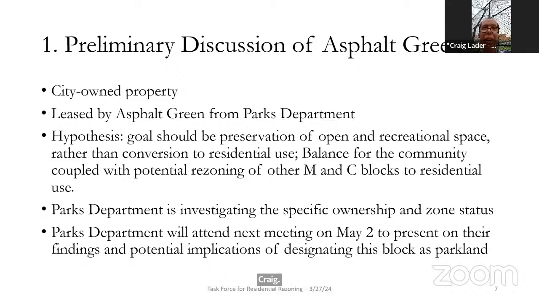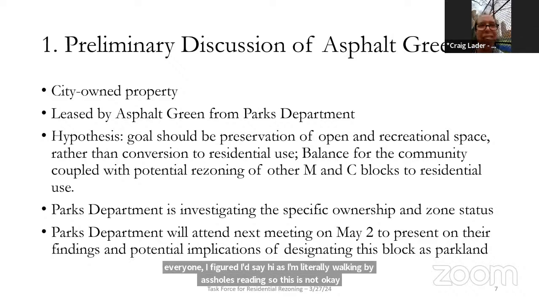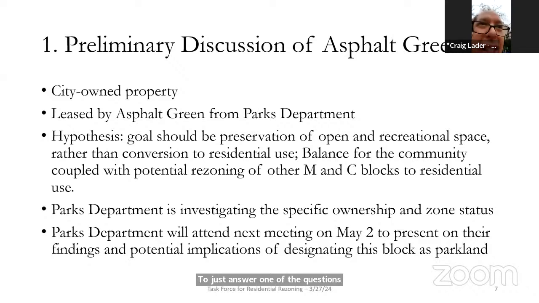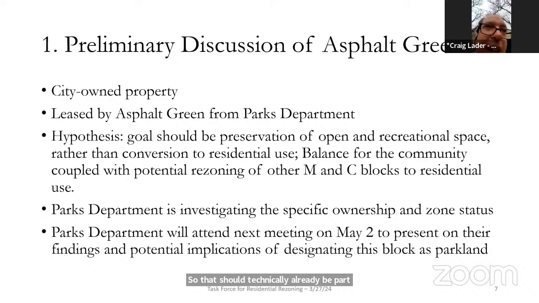Hi, everyone. I figured I'd say hi as I'm literally walking by Asphalt Green, so this is not a background as you see me. To answer one of the questions, where the swings are is actually Jacobi's playground, so that should technically already be park space, I believe. We've had many discussions regarding that when talking about all the issues with the East 91st Street Marine Transfer Station. So I don't think that's really part of that equation.